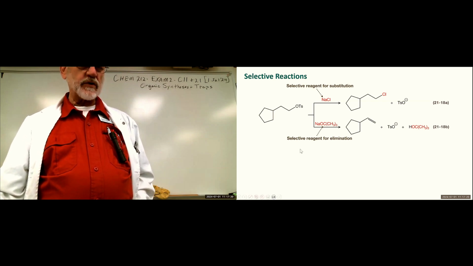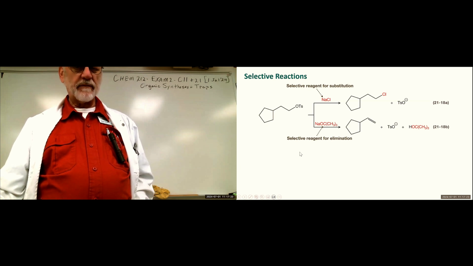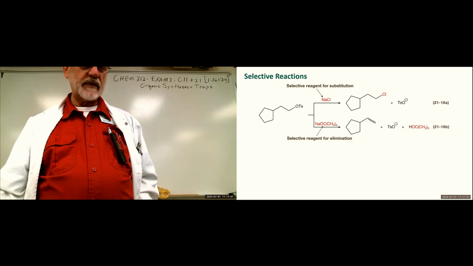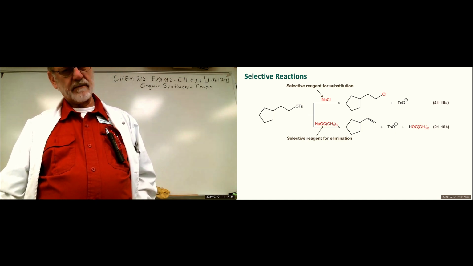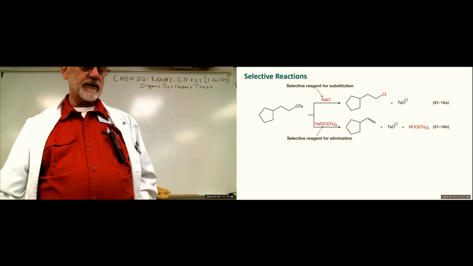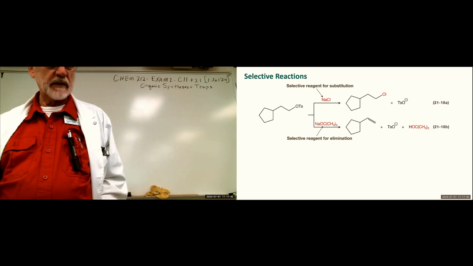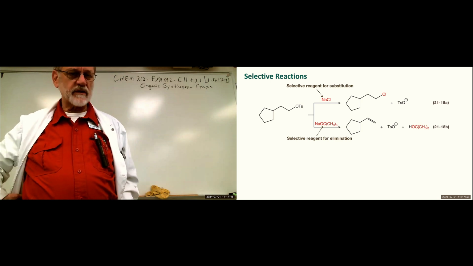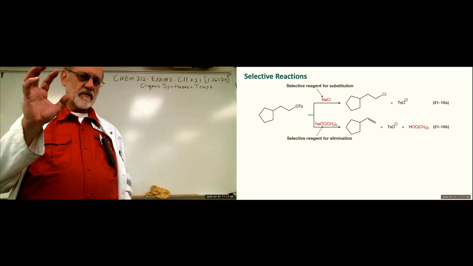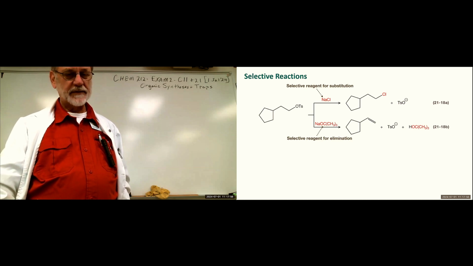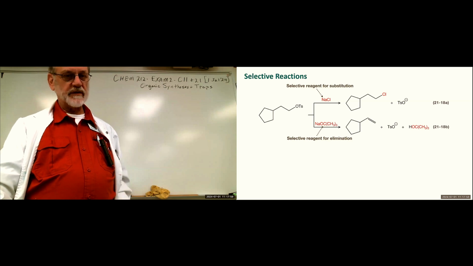But if we use the tertiary butoxide anion, rather than replace the tosylate group, it's going to deprotonate the carbon. And then when the tosylate leaves, it's a 2-step problem. When the tosylate leaves, it's going to form the double bond. So a selection of a reagent is selective for either, in this case, substitution or elimination reaction. So that's one way to be selective about it.